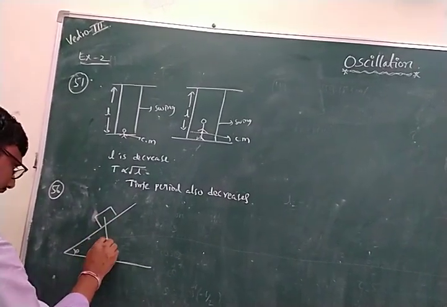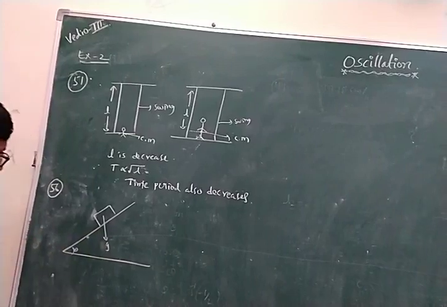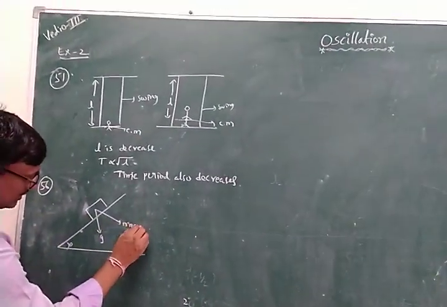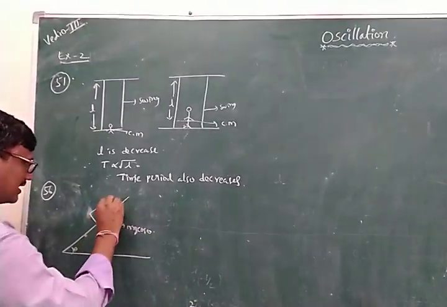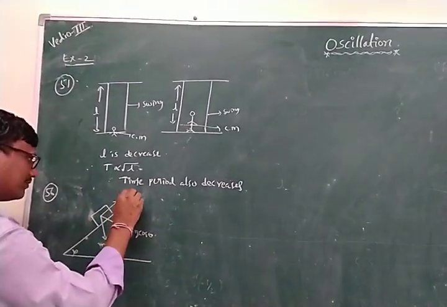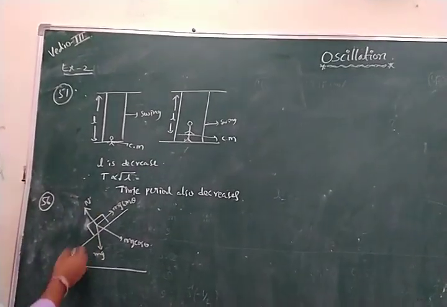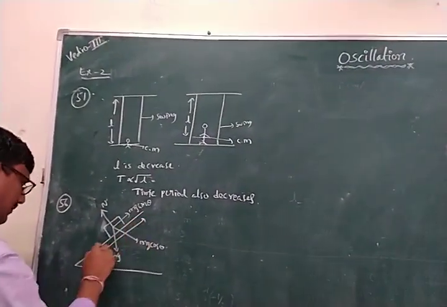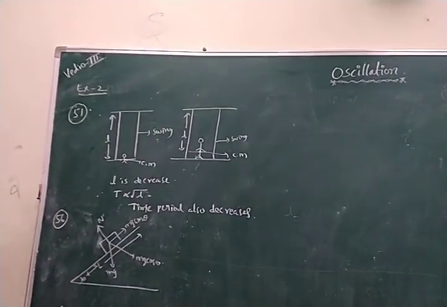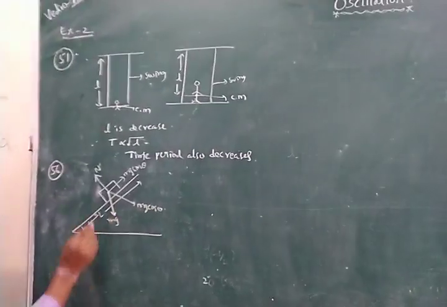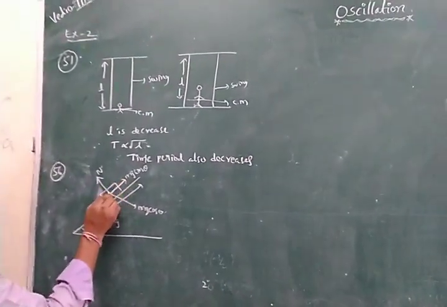Here g is acting vertically downward. That is the weight. It can be resolved into two rectangular components, mg cos theta and mg sin theta, and the normal acts in this direction. The total length is L. First of all, g is acting vertically downwards, and another acts along the direction of the incline.